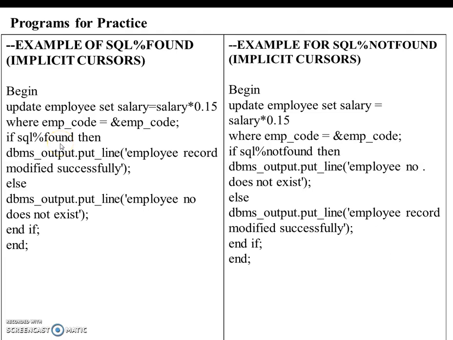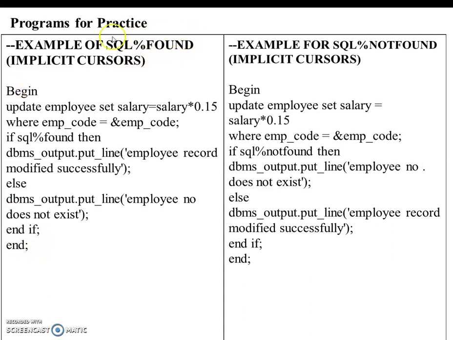So if a row is fetched or available, then this statement will get printed, and that statement is "employee record modified successfully." So based on the availability of this employee, this result will be printed. Otherwise, the next statement will get printed, and that is "employee does not exist." And we are closing this IF by END IF, and this END is for this BEGIN.